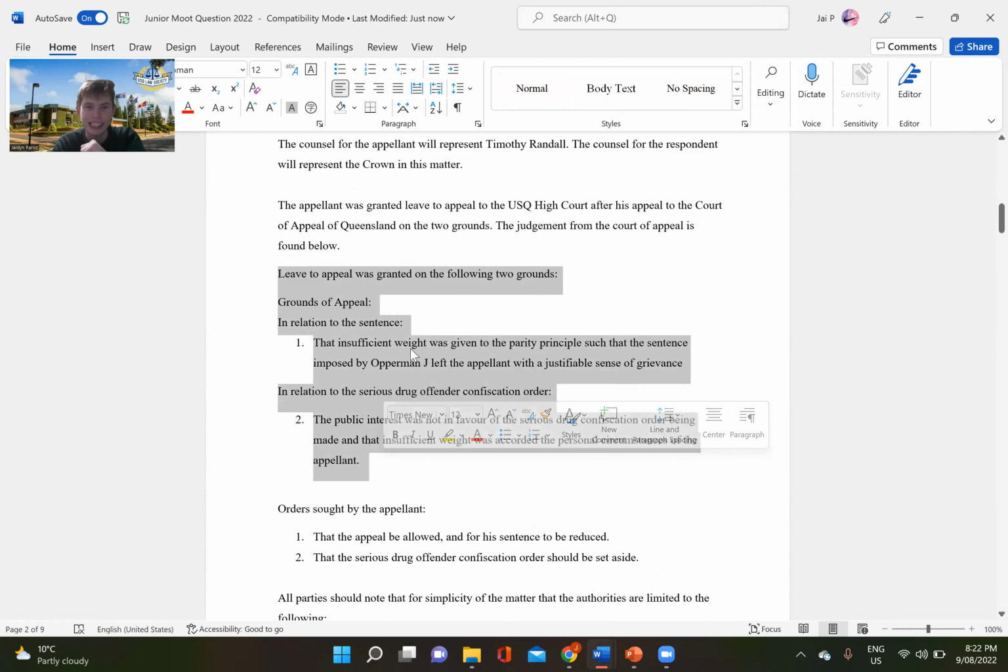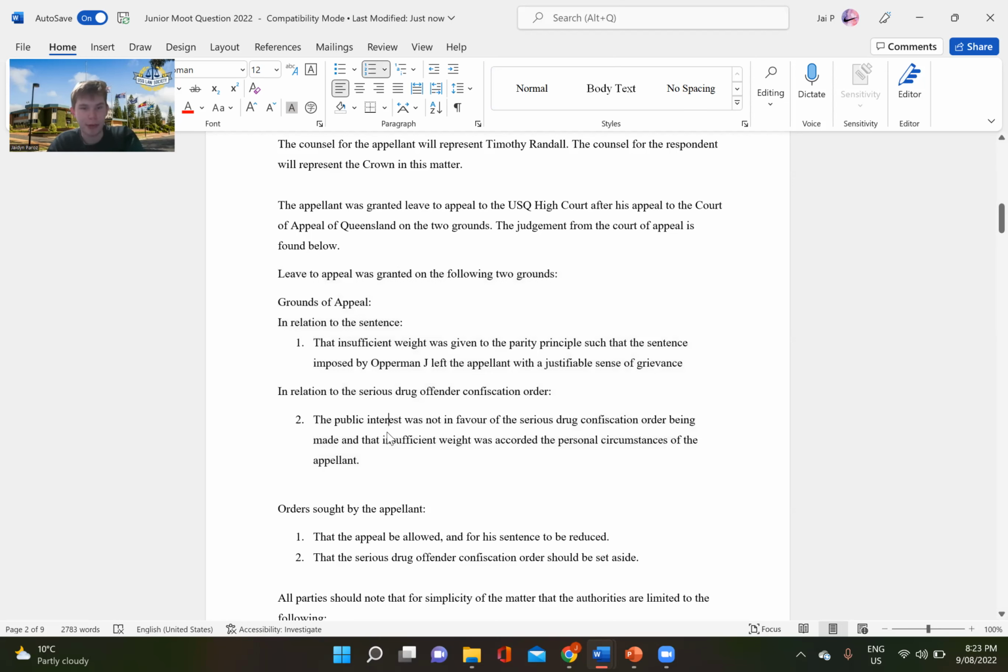That sets out what the main issue of the whole moot is, what you're arguing over, really. If you're the appellant side, you're arguing that insufficient weight was given to the parity principle, so that the sentence imposed by Opperman J left the appellant with a justifiable sense of grievance. If you're the respondent, you're arguing that sufficient weight, rather than insufficient weight, was given to the parity principle, so that the sentence imposed did not leave the appellant with a justifiable sense of grievance.